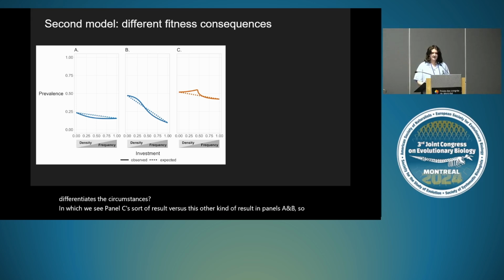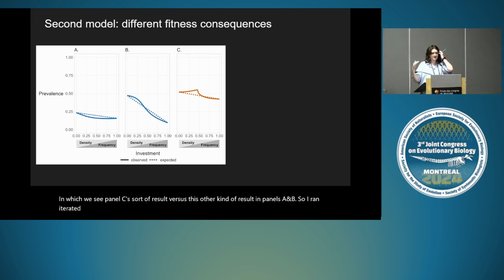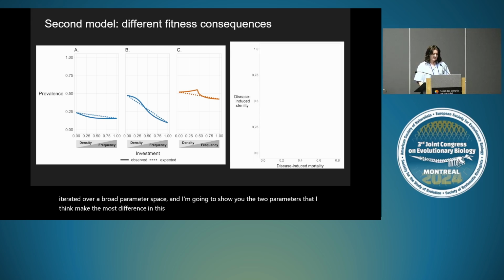So I iterated over a broad parameter space, and I'm going to show you the two parameters that I think make the most difference in this relationship, which perhaps unsurprisingly are the severity of the fitness consequences. On the x-axis is how likely the disease is to cause mortality in an infected host, and on the y-axis we have the sterility, the severity for the frequency-dependent infected hosts.